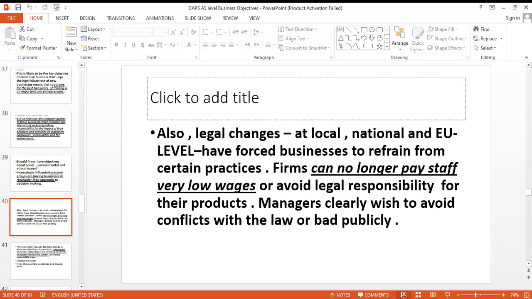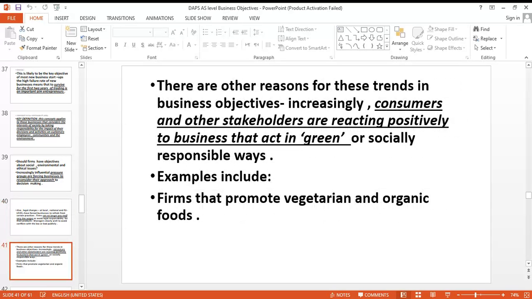So another thing is, previously firms used to pay their workers very low wages. I mean, criminally low wages. But that is not possible anymore. There is regulation. There are legal changes brought about by these pressure groups. And these pressure groups will give you very bad publicity if you do not use good, socially responsible practices. And that bad publicity will ultimately mean reduction in sales and reduction in revenue, and there lies your analysis and your evaluation.